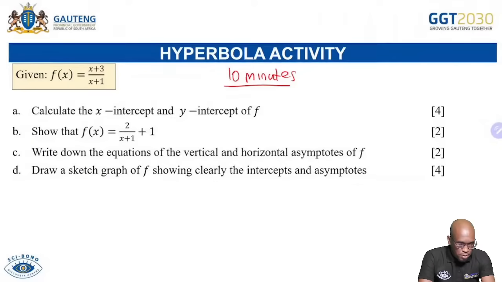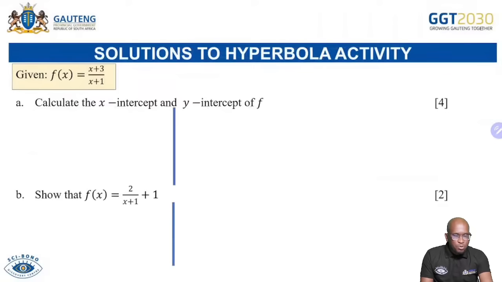Right, hello and welcome back. I hope you were able to do this basic question. Okay, let's go through it. The first question was: calculate the x and y intercept of f. Remember, for the x-intercept you put y to be 0, and for the y-intercept you put x to be 0.